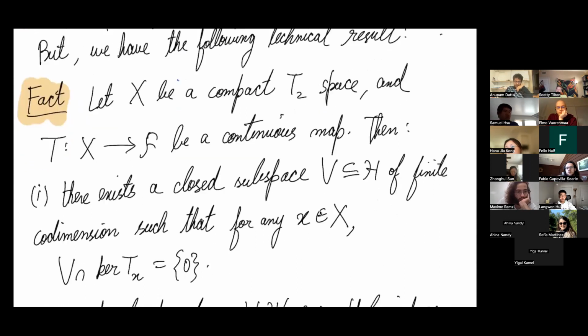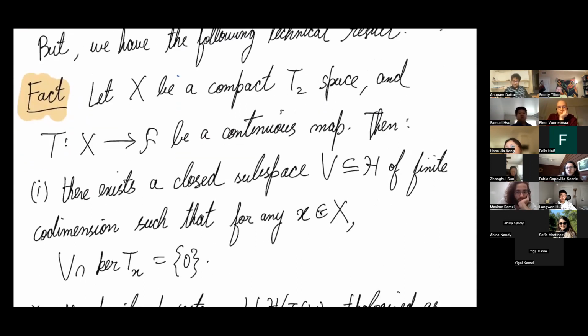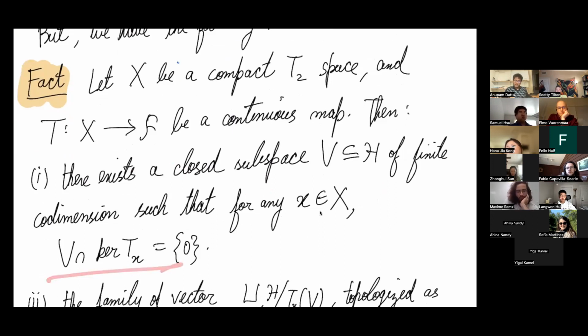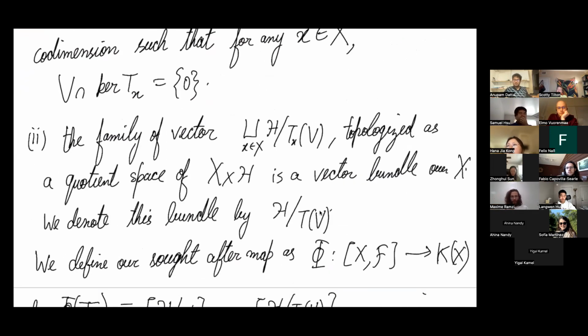which says how you can salvage it. Namely, if you have a continuous map from X to F, then there exists a closed subspace V of H, which has finite codimension, and which is orthogonal to the kernel of each of these T_x for every x in X. And the good fact about this is that now if you take this collection of vector spaces, where you take your Hilbert space and quotient by the image of T_x, which is nothing but the cokernel of T_x, and this is finite dimensional because T_x is Fredholm, and you topologize it as a quotient space of X cross H, then this is a vector bundle.